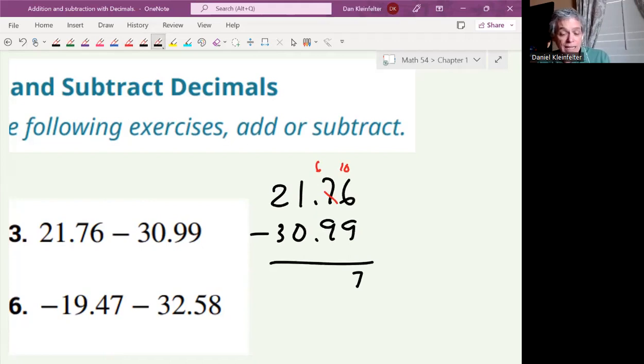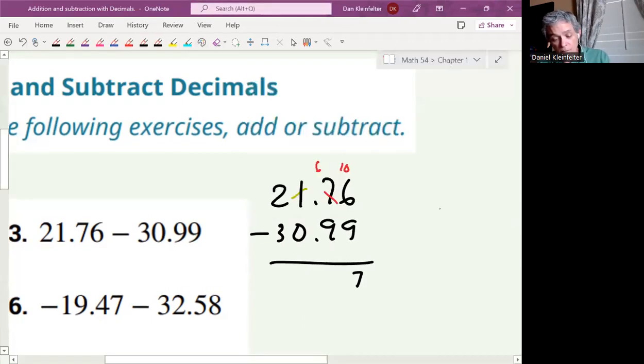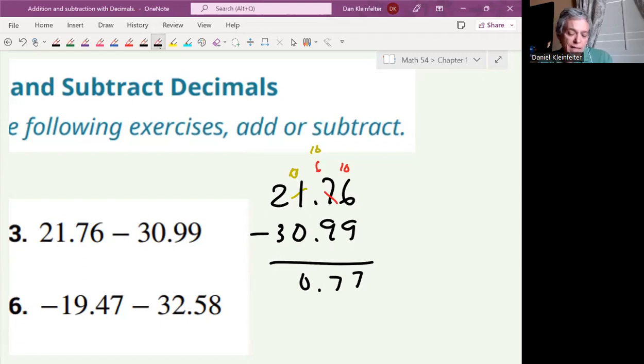To do 6 minus 9, I can't do that either. We're going to have to borrow once again. So I'll look to the right, turn that 1 into a 0, and bring over 10 tenths as it is. We'll have 16 again. 16 minus 9 is going to be 7. And then 0 minus 0 is 0. And then here, look, we've got 21 minus 30.